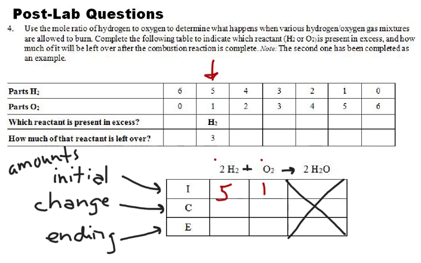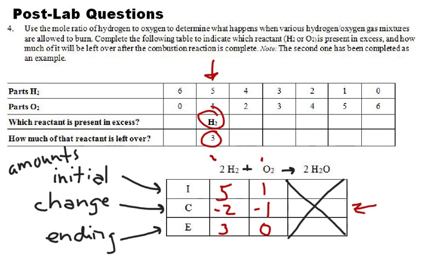Now, the change we're going to go through: because it goes together in a 2-to-1 ratio, all of the oxygen is going to be used up. Because this goes 1 to 2 here, that affects this change column. So if 1 oxygen is used up, then 2 of the hydrogens are also used up. So we end up with 0 oxygen and 5 minus 2, 3 hydrogens. So we're going to have hydrogen left over, and there's 3 of them. That's where we get those numbers.